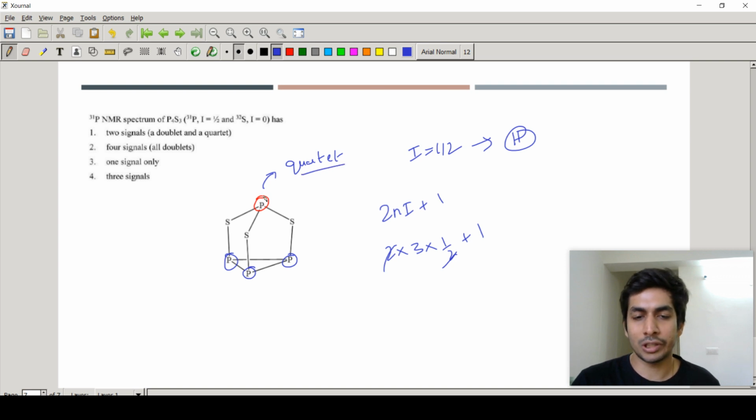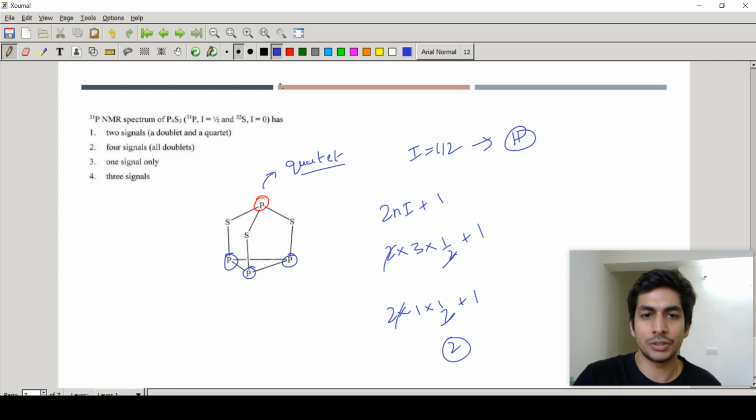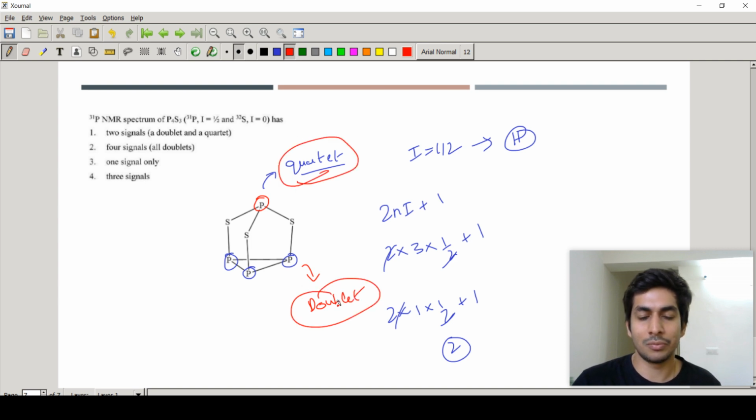Similarly, the red one, since it's only 1 in number, again 2 into n value is 1 into half plus 1, so the 2 gets cancelled. So it will split all these 3 phosphorus, the ones in blue, into doublets. So we'll get one signal which will be a quartet, and one signal which will be a doublet.